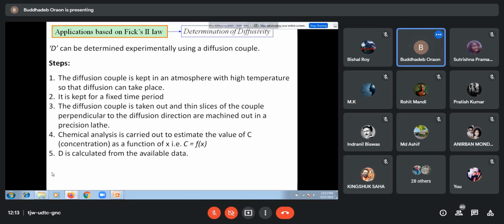Number four, chemical analysis is carried out to estimate the value of concentration as a function of X. That means we try to calculate the concentration of the diffusing species as a function of X. That means C as a function of X. And D is calculated from the available data. As we have solved so many problems, so from there we can calculate the value of D.